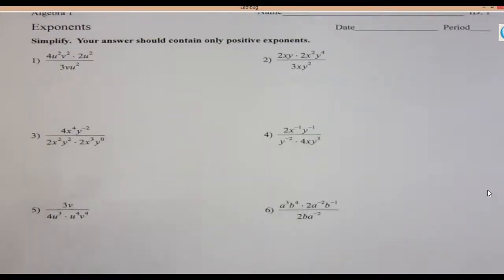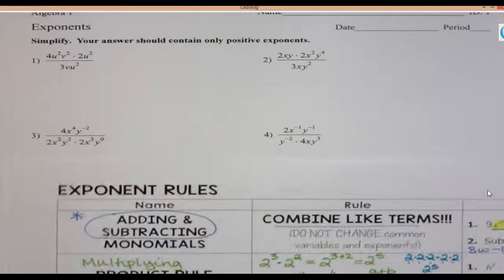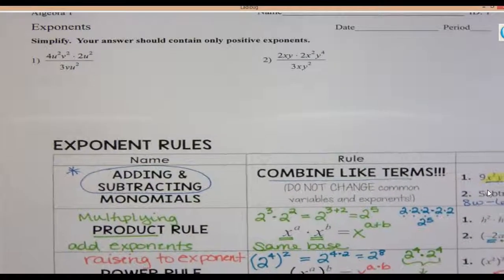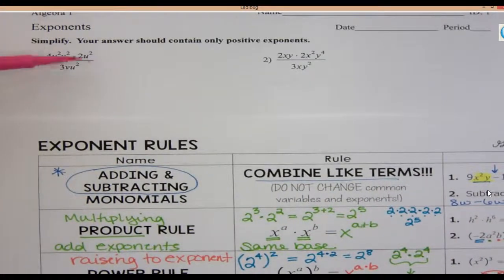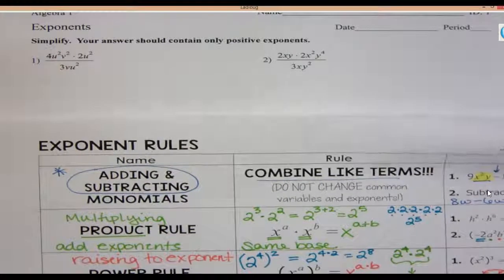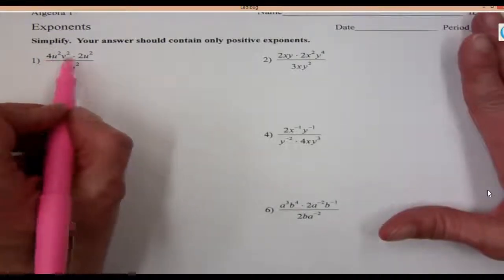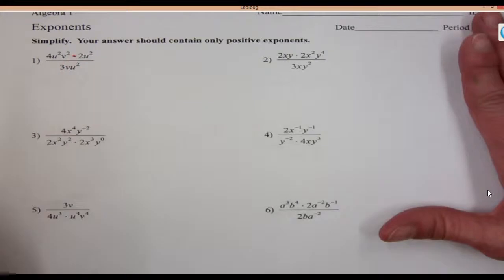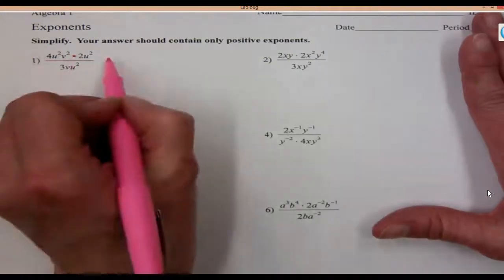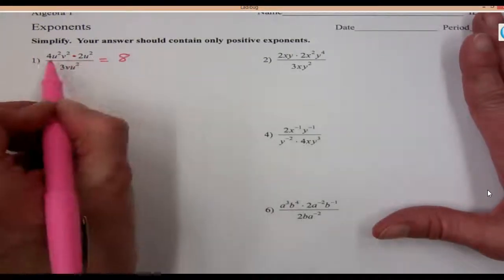So, we've got multiple things going on here. In this situation, we are basically looking at the product rule and the quotient rule. We're just multiplying and dividing. Okay? So I would suggest you get your little exponent rule sheet out and look at that. We know that when we are using the product rule, when we're multiplying, which this little thing means multiply, we multiply the numbers. So 4 times 2 is going to give me 8.